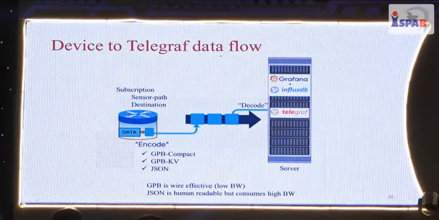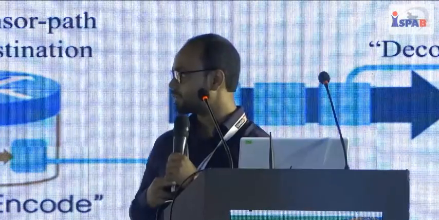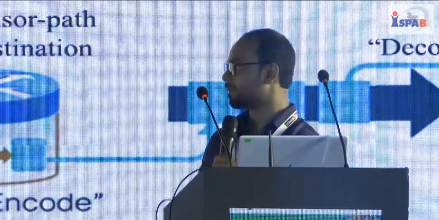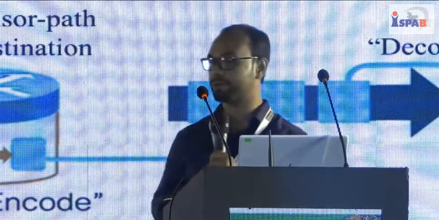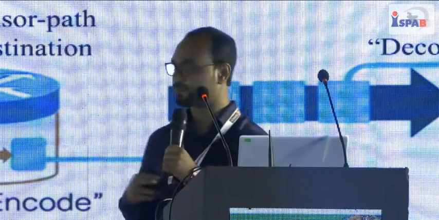to the Telegraf pipeline. Here in the Telegraf pipeline, the data gets decoded, and then it processes the data and stores it in the time series database. In the encoding option, it supports compact GPB, key-value GPB, or JSON. Now JSON is human readable, but it consumes much more bandwidth, so it creates some overhead. Compact GPB is much more wire efficient.